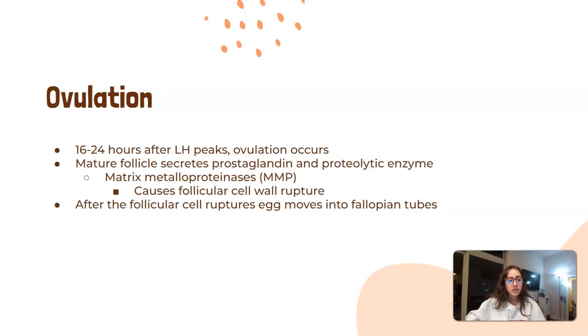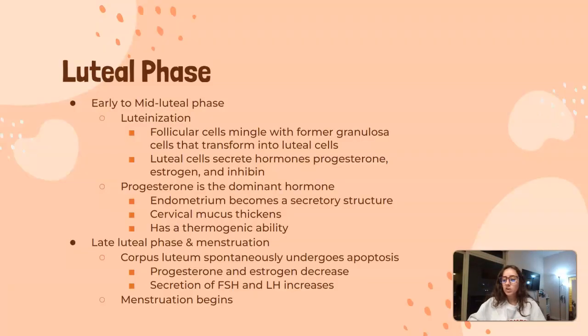And then after that, it goes to the luteal phase. So it's also separated into early to mid luteal phase and late luteal phase to the start of menstruation. So in early to mid luteal phase, after ovulation, follicular cells migrate to the antral space. They start mingling with former granulosa cells and transforming into luteal cells of the corpus luteum. This is a process called luteinization.